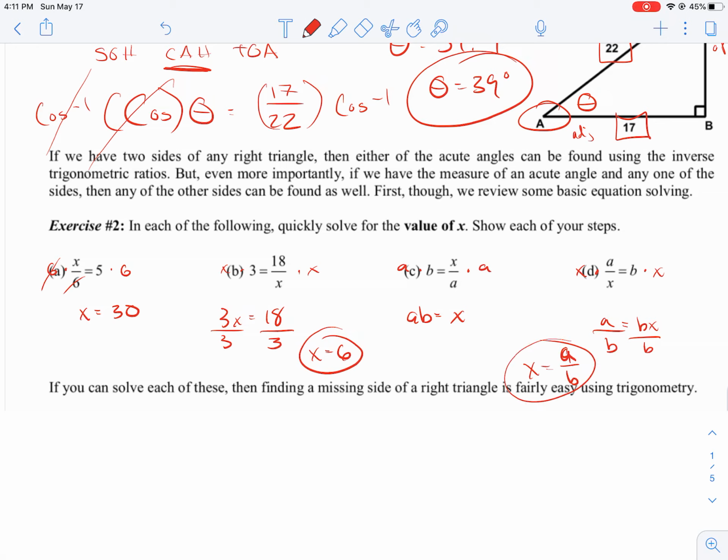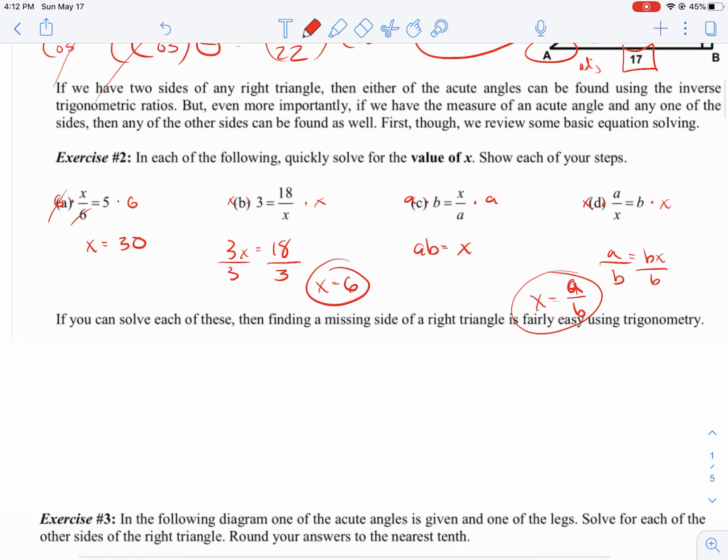The point of doing this is just to get you comfortable again with how you solve for particular variables in a problem. If you can solve these, then finding a missing side of a right triangle is fairly easy using trigonometry.